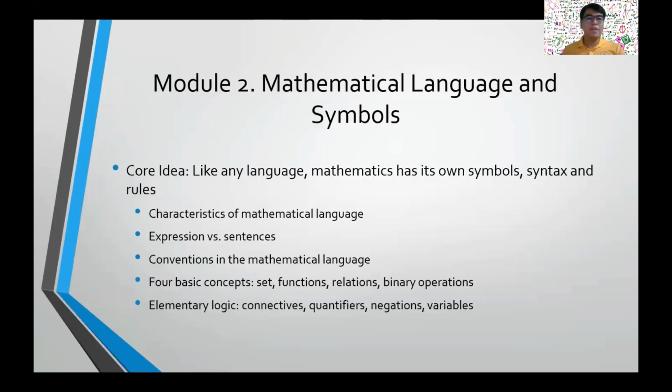Module 2, or Mathematical Language and Symbols, has this core idea that, like any language, mathematics has its own symbols, syntax, and rules. In this chapter, we'll talk about characteristics of mathematical language, expression versus sentences, conventions in mathematical language, the four basic concepts: set, function, relation, binary operation, and elementary logic: connectives, quantifiers, negations, and variables.